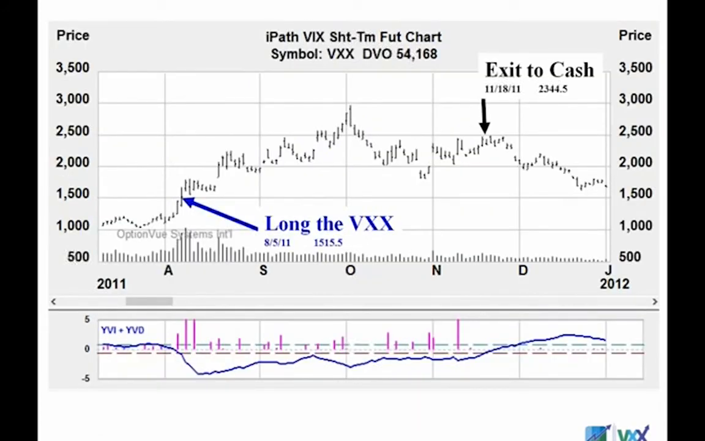You'll see back in 2011 when this happened, the system went long the VXX at 15.5, exited 3.5 months later at 23.44 for a gain of 50% or more. All right, beautiful. That's one example of being long the VXX.